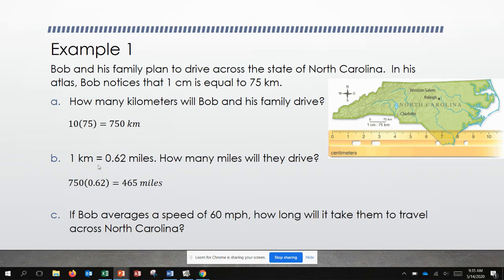Now, if Bob averages a speed of 60 miles per hour, how long will it take them to travel across North Carolina? Now this one looks a little bit different because he's traveling 60 miles per hour. So instead of doing multiplication, what we're actually going to do is division. We're going to take our 465 and divide by 60 since he travels 60 miles an hour, and that's going to give us 7.75 hours.